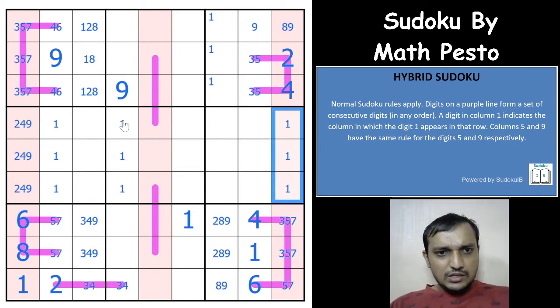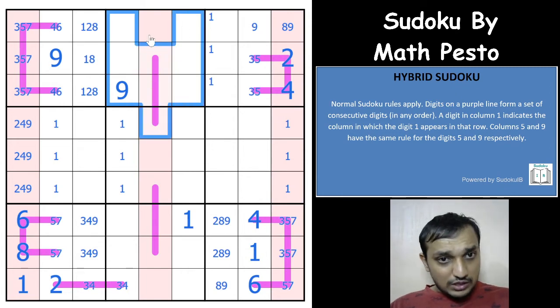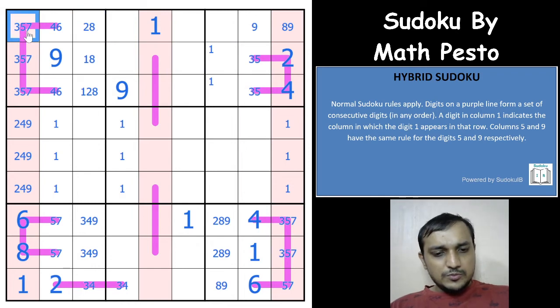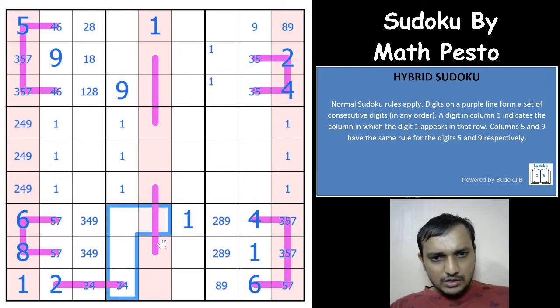Which means 1 cannot be here, cannot be here, cannot be on the line, so this cell would have to be a 1. Which means this cell would have to be a 5. 9 cannot be here, cannot be here.